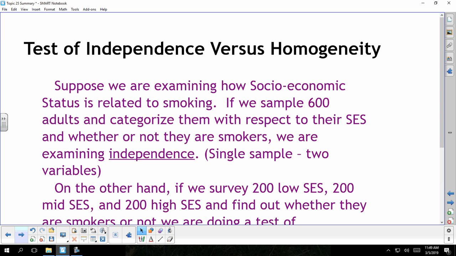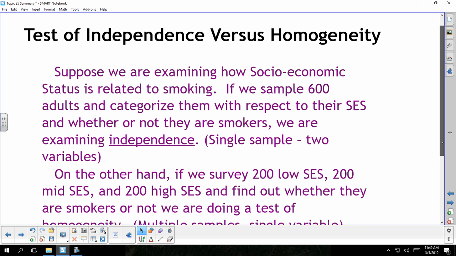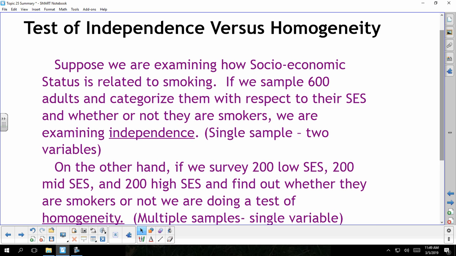How do we determine a test of independence versus a test of homogeneity? You don't necessarily need to write this down. Let's just take a look. Suppose we are examining how socioeconomic status is related to smoking. If we sample 600 adults and categorize them with respect to their socioeconomic status and whether or not they are smokers, we're examining independence. We have a single sample and 2 variables.